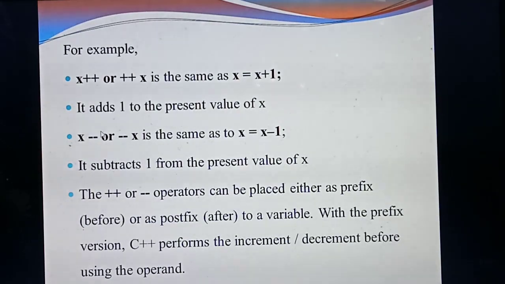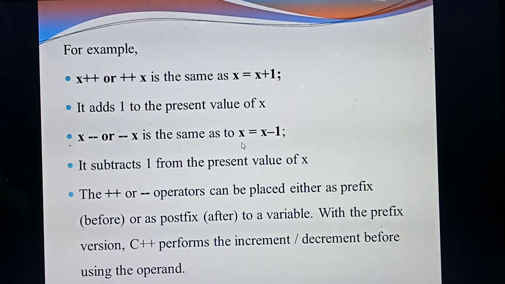Same thing, x minus minus or minus minus x. What's the meaning? x equal to x minus 1. So it will subtract 1 from the present value. For example, if the value of x is 5, it will subtract 5 minus 1. The value is 4.